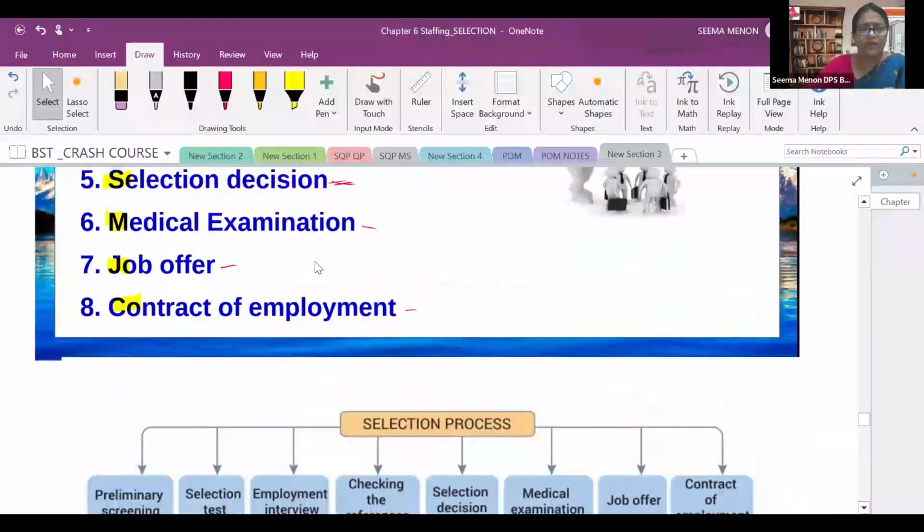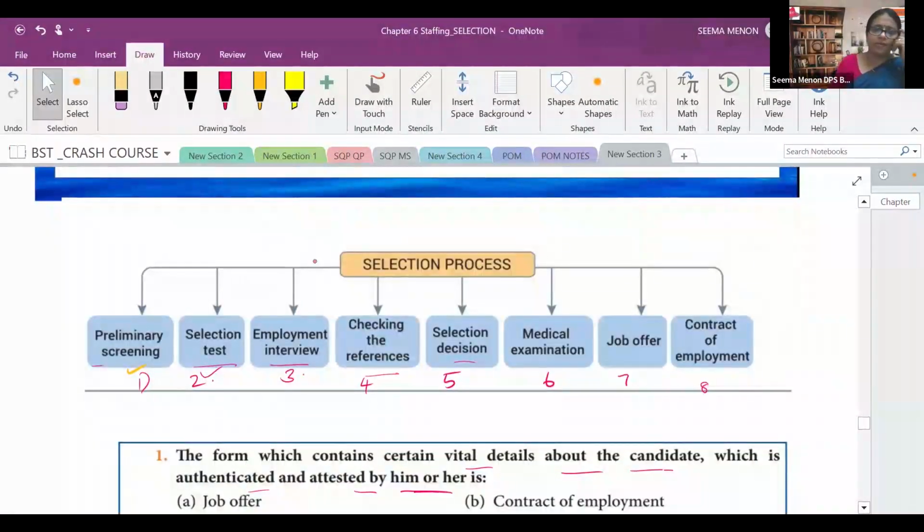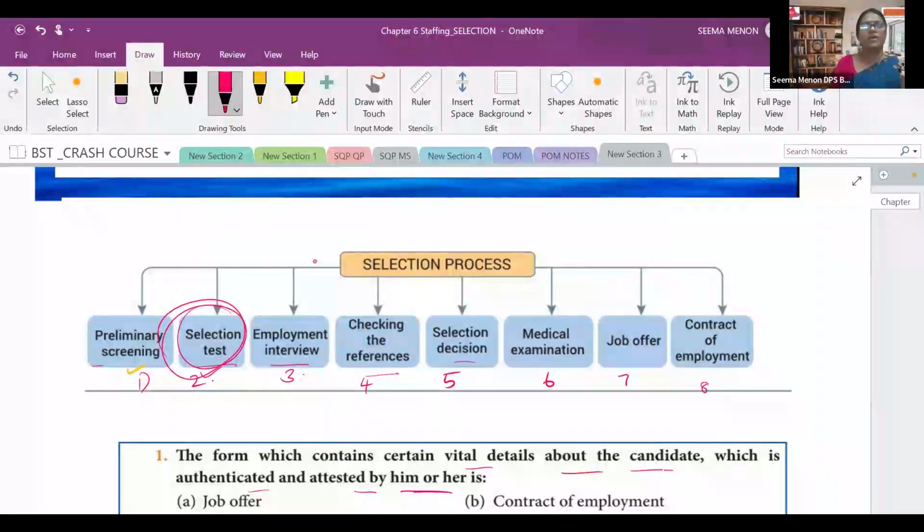From this, what can be the 3-marker question? In a 3-marker question you can get the selection test. Explain the various types of selection test. Or sometimes they will be asking, explain any 3 types of selection test. That can also be. Even though in a 3-marker they will ask to explain the various types, you will write all the 5. That is also possible. Sometimes a 3-marker may ask to explain the first 3 steps in the selection process. That way it can be. Okay. Sometimes it can be explain the last 3 steps. It can be anything they can ask.